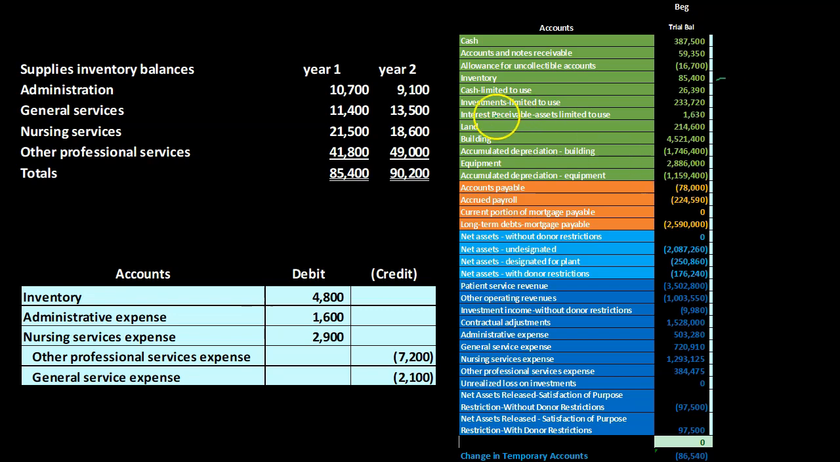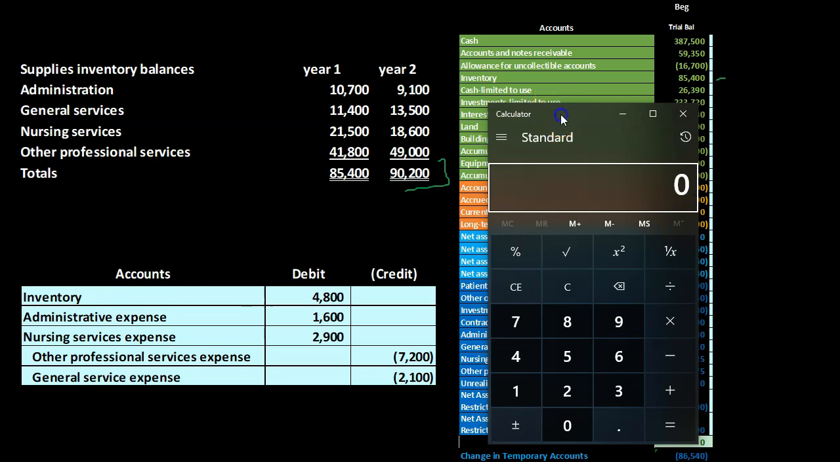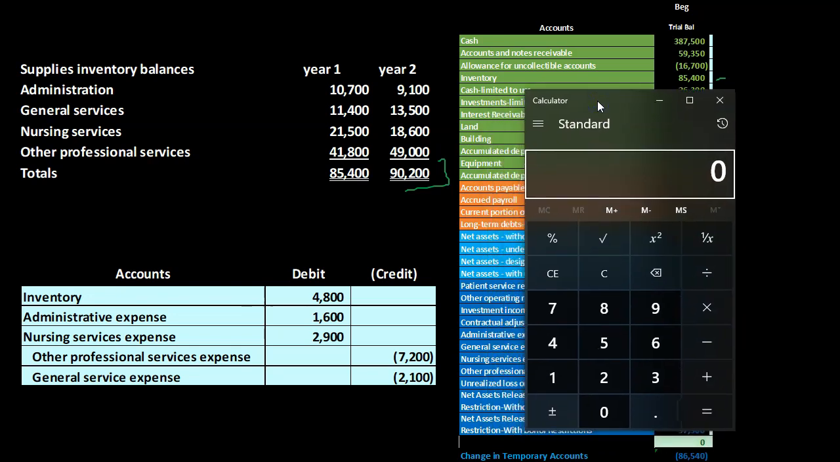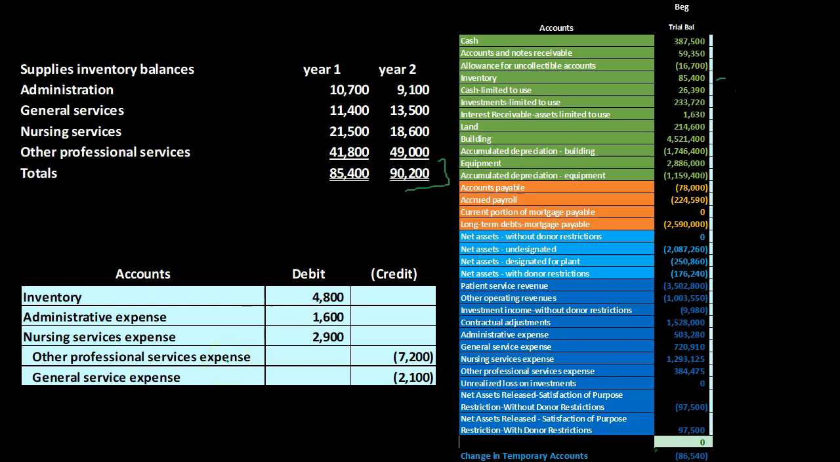For example, in this case, we're going to say in year 2, the current year we are in, we counted the inventory and we came up with 90,200. If we were then to do our adjusting entry, you would think that we would take this 85,400 and the 90,200 and basically adjust upwards 4,800 to inventory. And that's what we will do. However, the other side of the account is typically going to go to inventory expense.